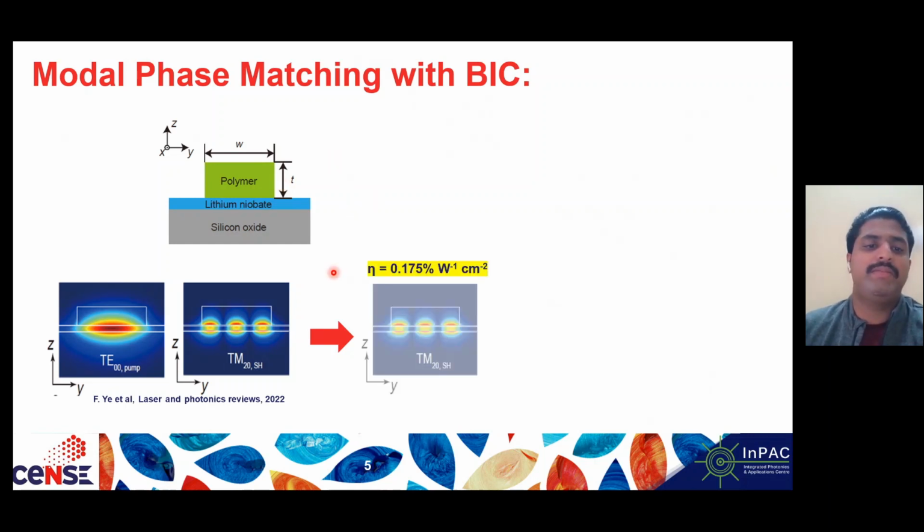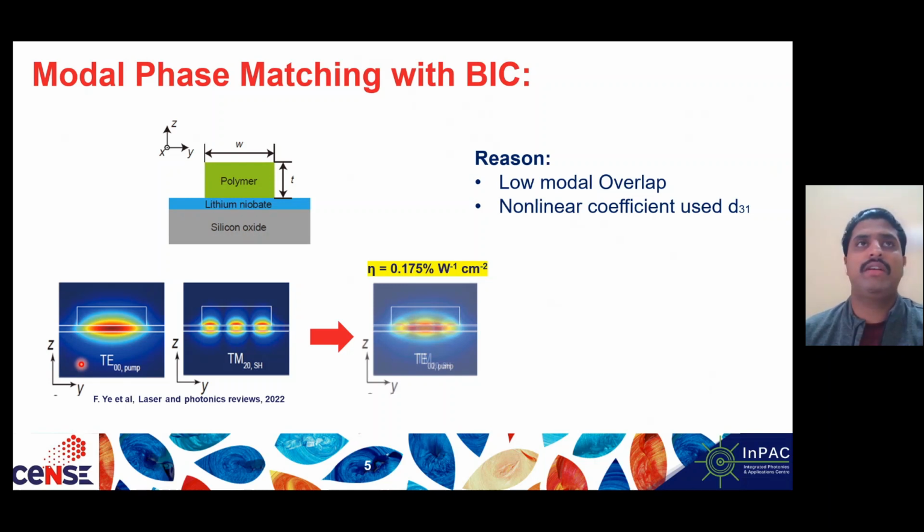As well as, generally people get really low conversion efficiency because of low modal overlap between the fundamental and the second harmonic mode. So we thought we should overcome that too. The other fascinating thing that we observed is that people are using Z-cut lithium niobate, which can access only the D31 nonlinear coefficient, which is 7 times lower than the D33 nonlinear coefficient that you can access if you use the X-cut lithium niobate on insulator.